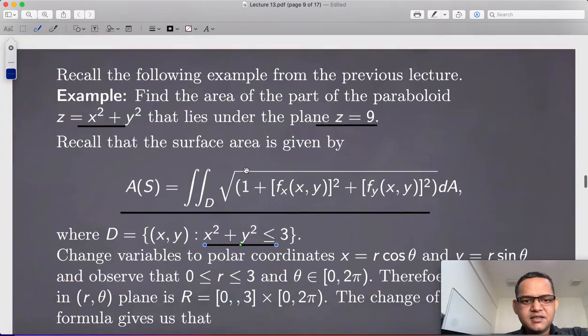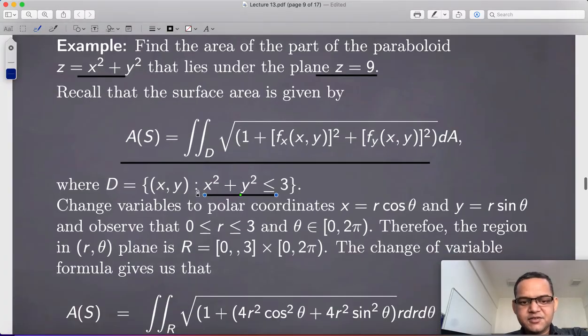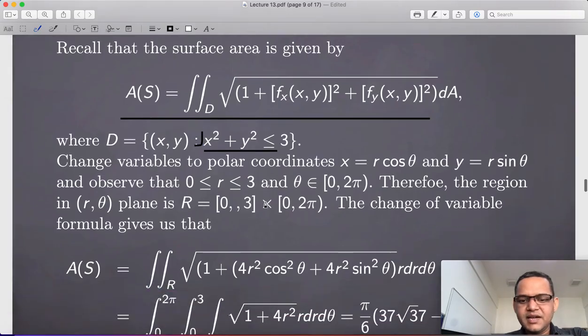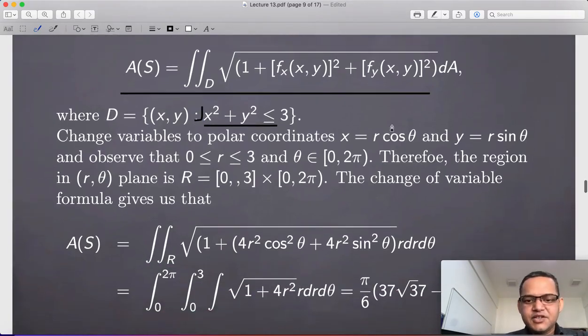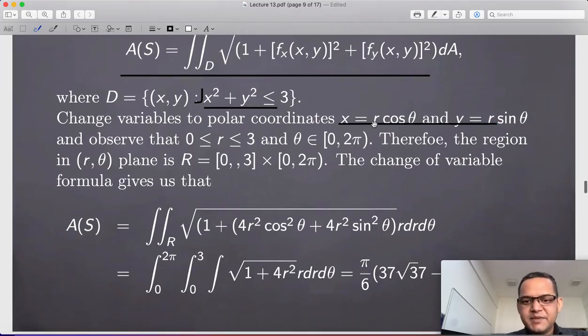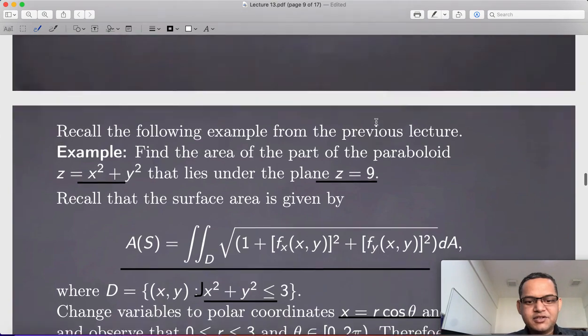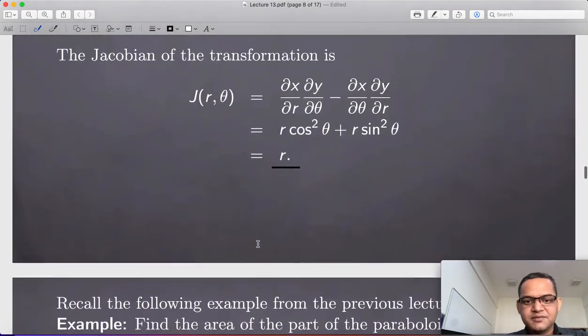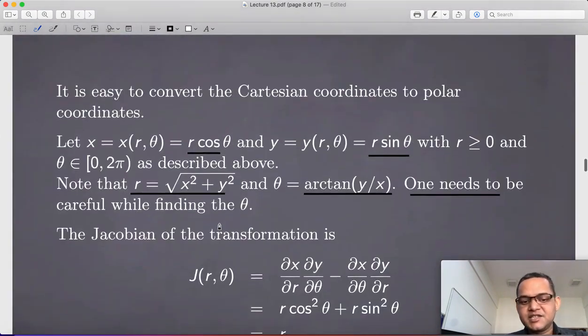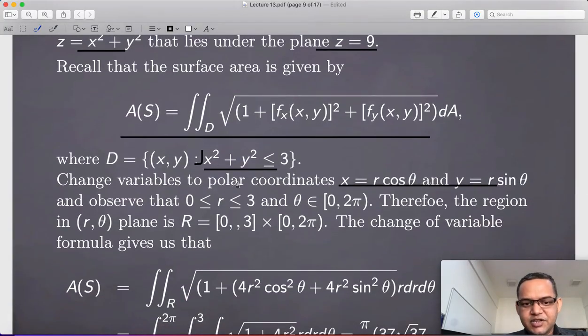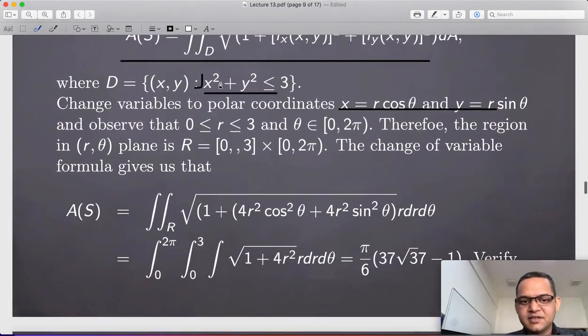I think I should have written here a square root, isn't it? Because z is equal to this. But these things you can verify. So now look at the change of variable: x equal to r cos theta and y equal to r sin theta. So r is varying from 0 to 3. This is actually r square, if you look at here, so I should have written here the square root. But that you can correct.